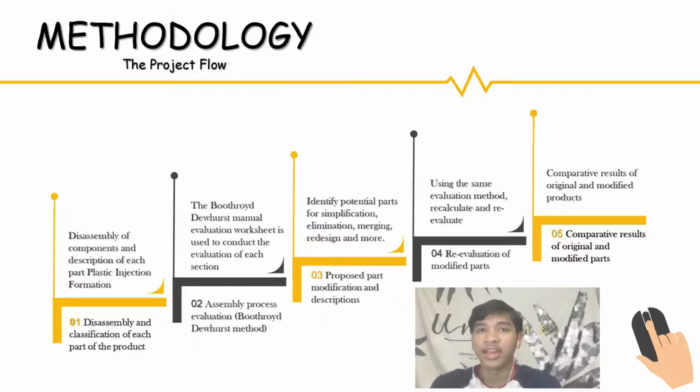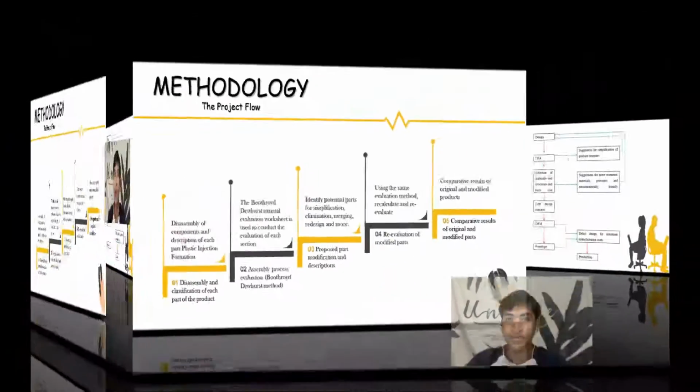In this part, we identify the potential parts for simplification, elimination, merging, redesign, and more. Next is re-evaluation of the modified part. We use the same evaluation method, recalculate and re-evaluate. And lastly, the comparative result of the original and modified parts. In this section, we compare the results of the original and modified product.